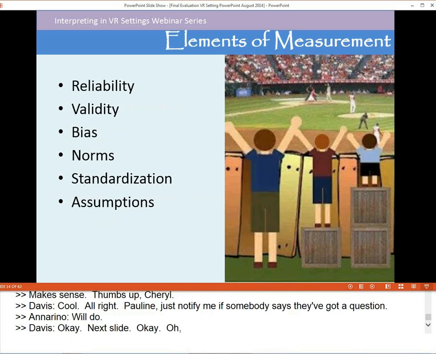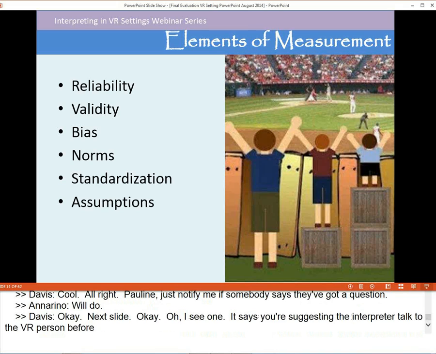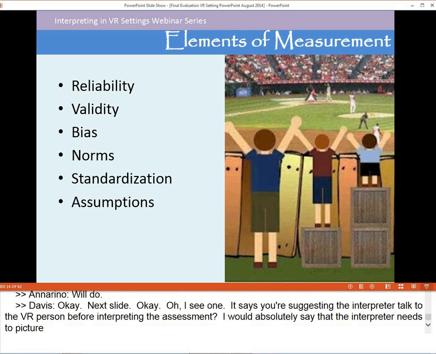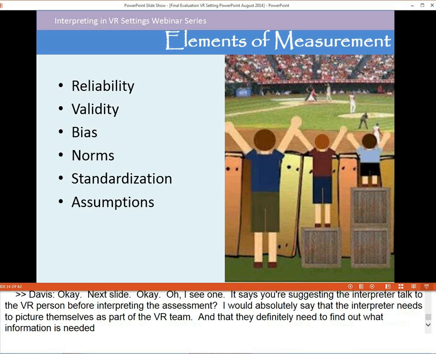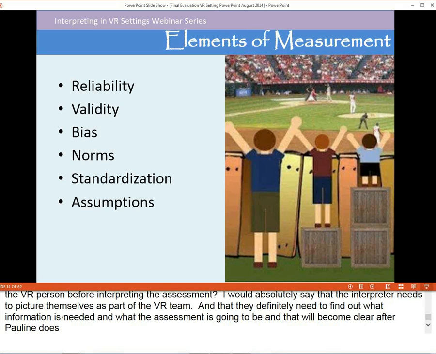It says you're suggesting the interpreter talk to the VR person before interpreting the assessment. I would absolutely say that the interpreter needs to picture themselves as part of the VR team, and that they definitely need to find out what information is needed and what the assessment is going to be. And that will become clear after Pauline does her piece. But yes, that's exactly what I'm suggesting.